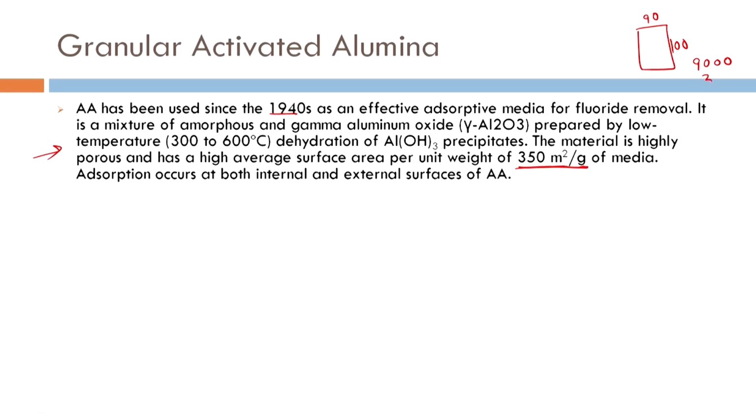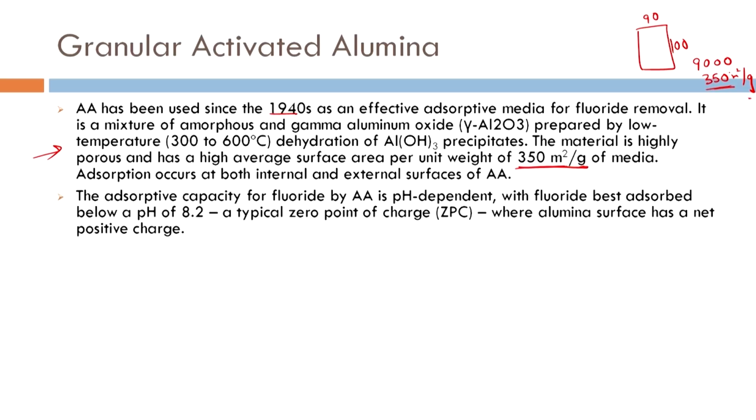9,000 and 350 meters square per gram itself, right. So that is something to keep in mind. Just per 1 gram you have 300 meters square of surface area, right. And adsorptive capacity, again it is dependent upon the pH because of surface complexation and so on and so forth. And fluoride is best adsorbed at 8.2, where we have a point of 0 charge, where alumina surface has a net positive charge, I guess.